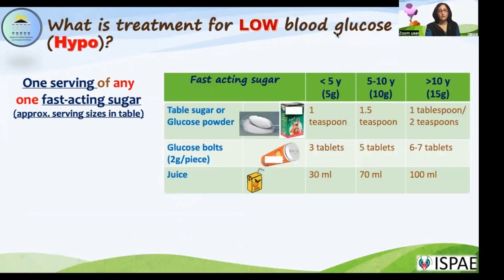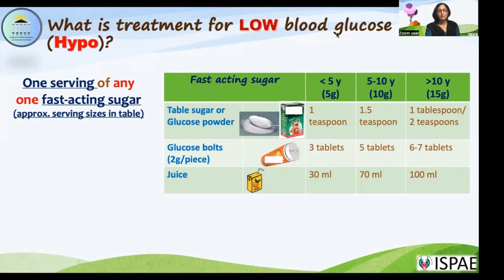Now, how do we treat a state of low blood glucose level? So we discussed that the child should receive fast-acting sugars. It could be in the form of table sugar or glucose powder, or glucose bolts or tablets, or even readily available fruit juices can help in improving the blood glucose profile. Now, the amount of fast-acting sugar the child should take depends upon the age of the child.